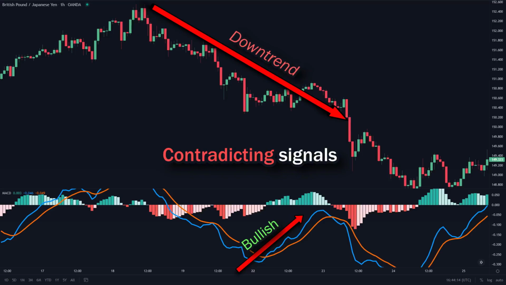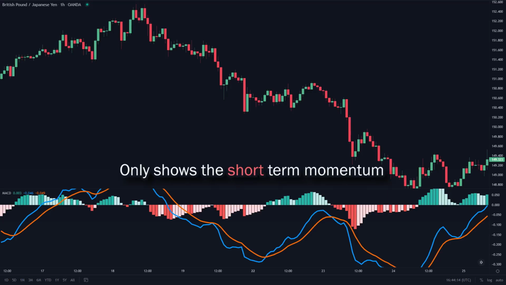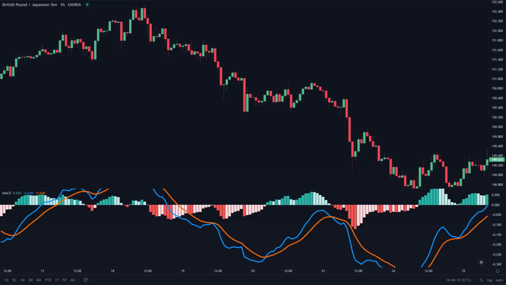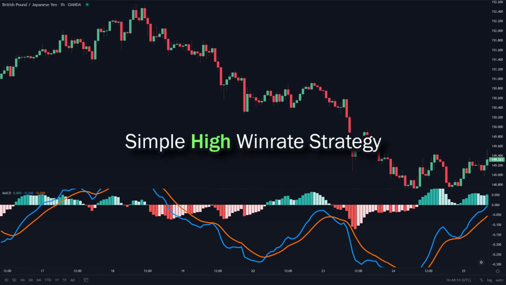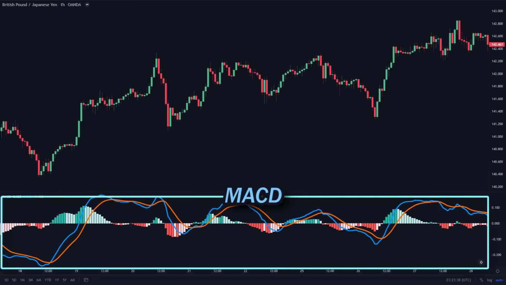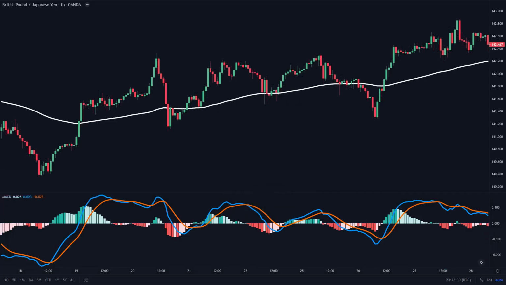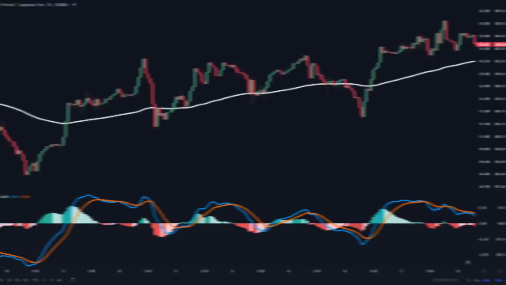This is exactly why you shouldn't use the MACD by itself, because what the MACD is showing us is only the short-term momentum. As traders, we also need to take the long-term trend into consideration, because we never want to trade against the trend. A simple but high win rate strategy that I recommend for beginners is combining the MACD with a long-term trend indicator like the 100 EMA. This way we can safely trade the MACD while making sure that we're staying within the same direction of the long-term trend. Here's how you trade the strategy.